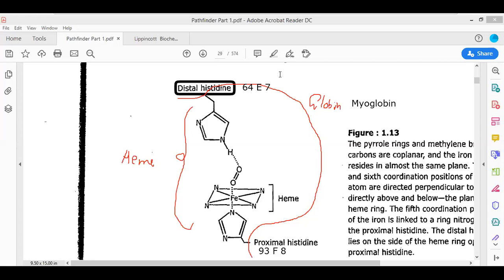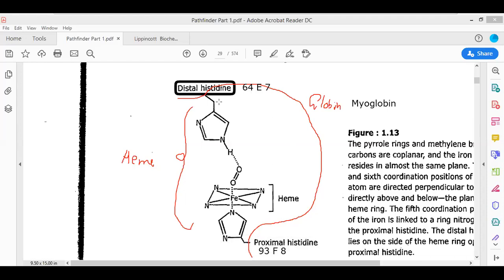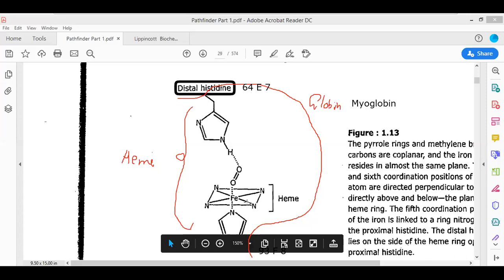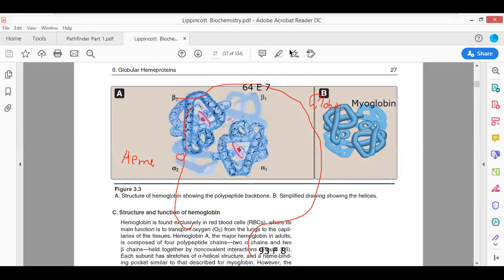Look over the screen, I have redrawn the diagram just for you so that you can understand it. There is a red color line that I have drawn in front of you. This red line is the globin protein. You cannot have two proteins hanging somewhere without binding any other molecule. So this is globin. Now just wait, I am sharing another diagram from Lippincott. It will become very clear to you.